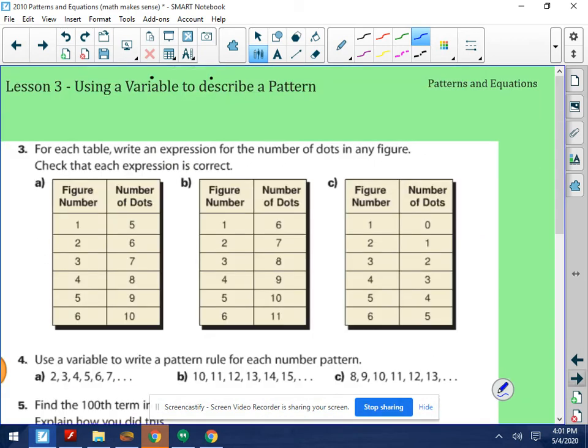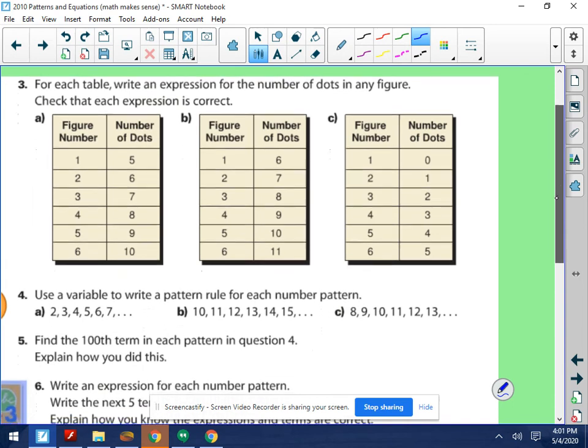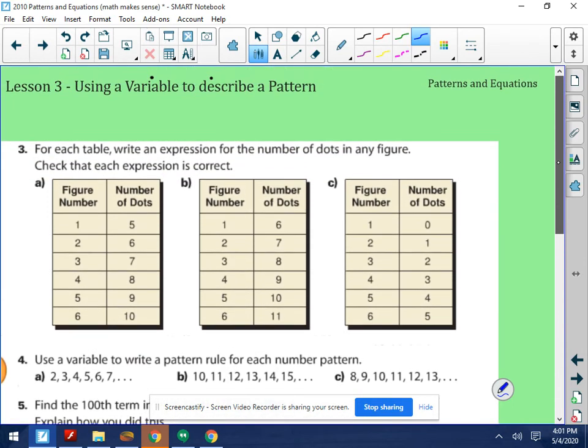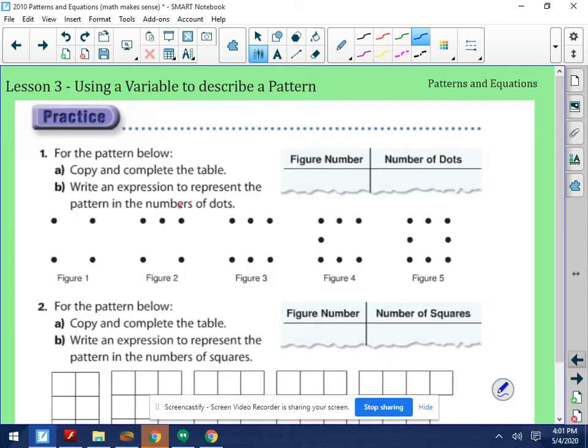Then for question 3, they give you the t-table, you have to come up with the expression. Question 4, they just give you the numbers. You have to turn them into a t-table, come up with the expression. So let's try the first question in each of them, okay?